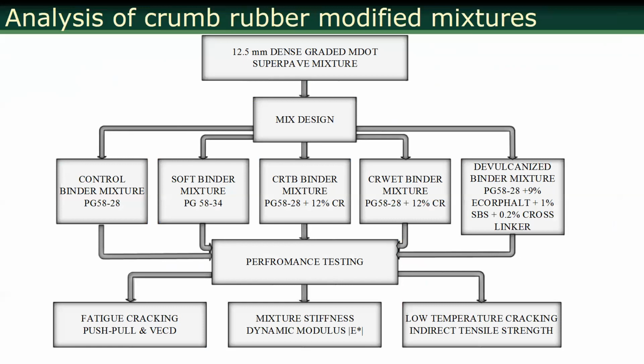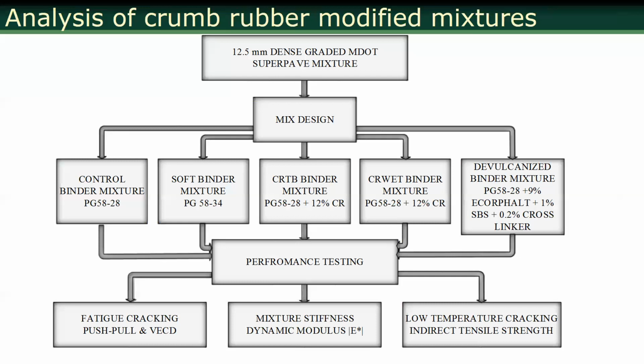This is the Bennett Road that we were studying. This is the crumb rubber terminal blend mixture, 5828 plus 12% crumb rubber, produced by Seneca Petroleum. This is developed by ourselves, a wet process mixture, and this was a devulcanized rubber modified mixture that we've looked at. So we've done a whole bunch of testing for all these 5 different mixes.